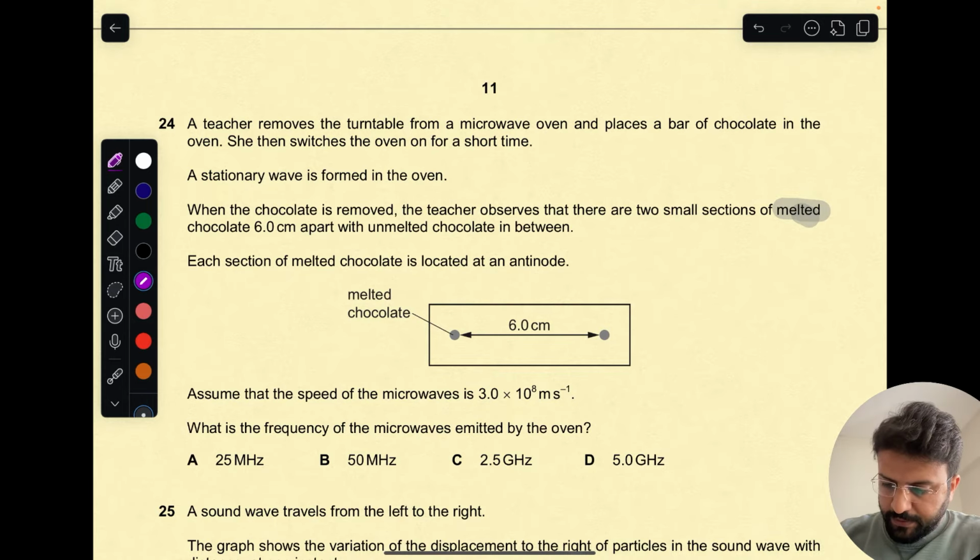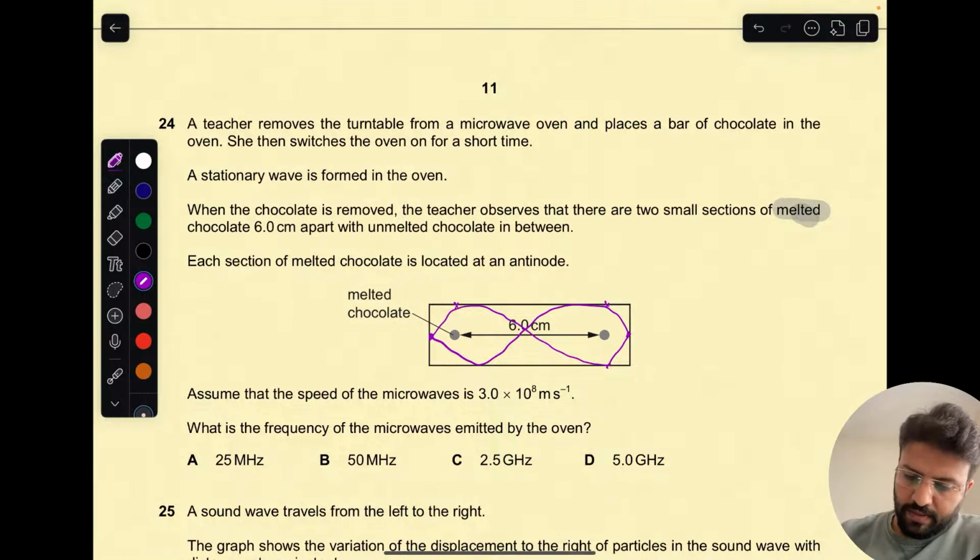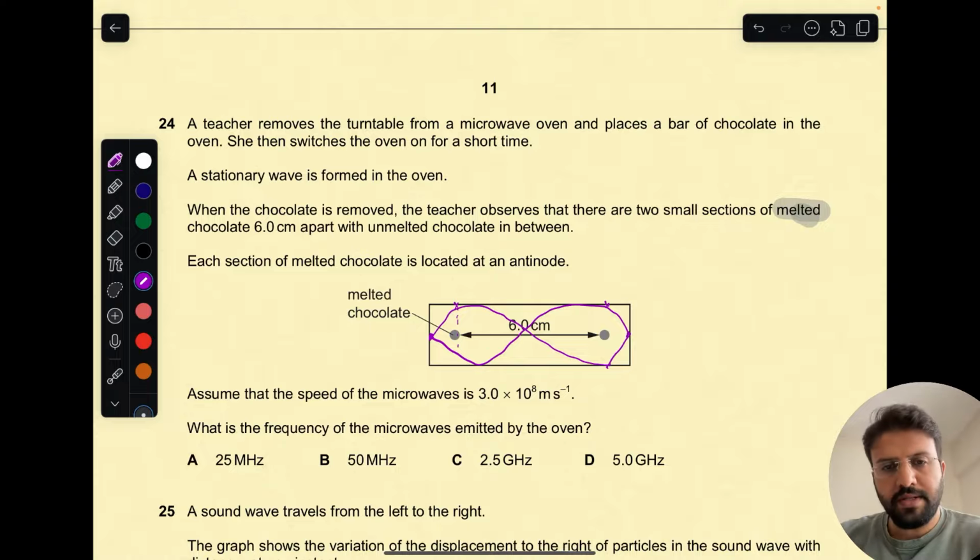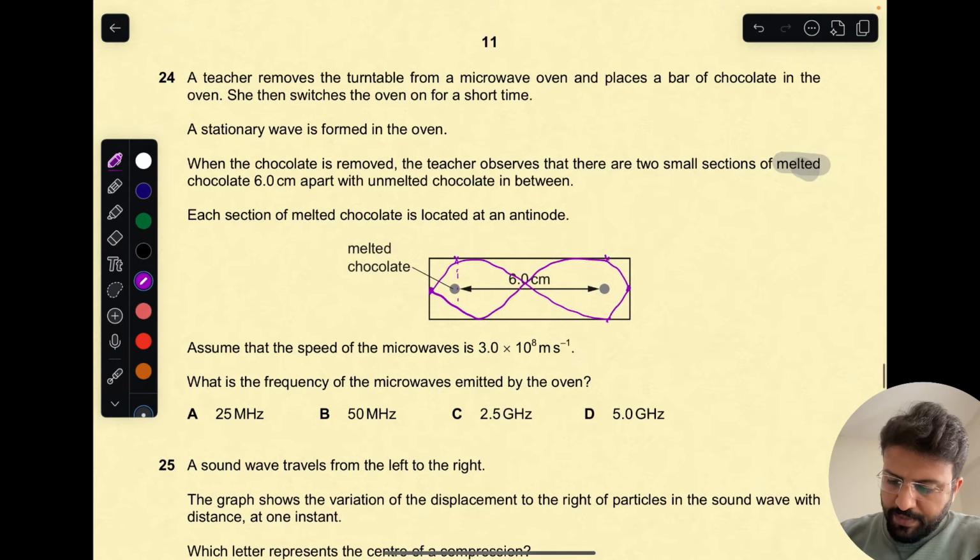So there should be a node, and there should be an antinode. It will be like this, the wave. So at the point where it is melted, there will be antinodes, and on the corners there is always a node. Assume the speed of the microwave is this. You have to find the frequency of the microwave.